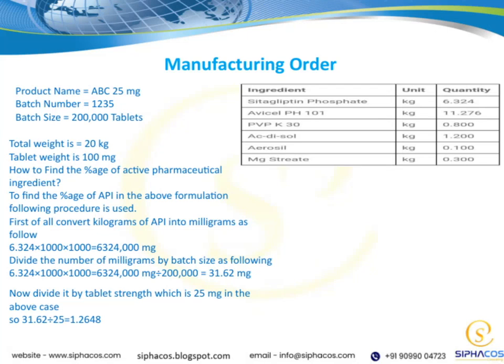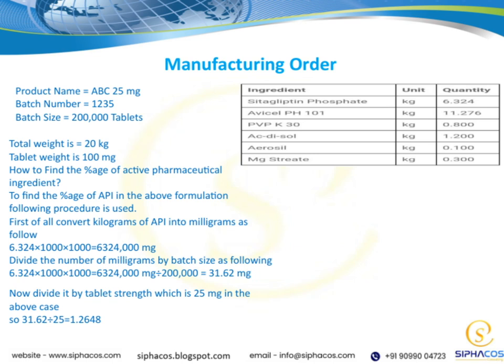Now let's look at how we determine the percentage of the active pharmaceutical ingredient, or API, in this formulation. First, we start with the total weight, which is 20 kilograms. The tablet weight, as given, is 100 milligrams. The key question here is, how do we find the percentage of API in this batch? To do that, we follow a specific procedure.